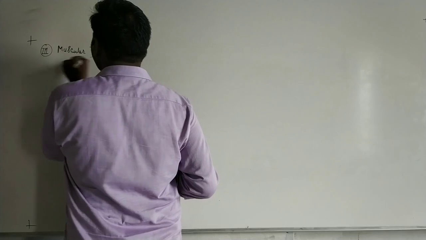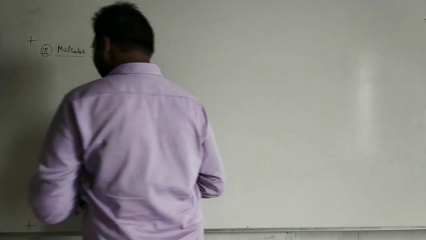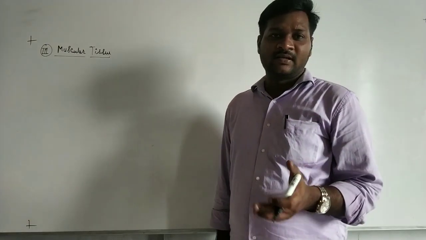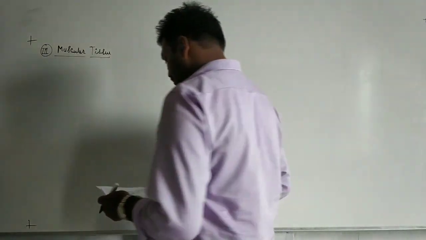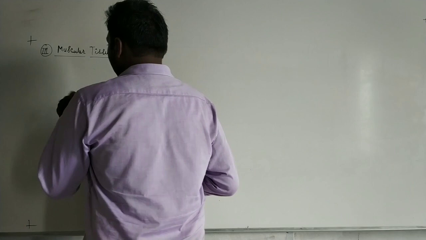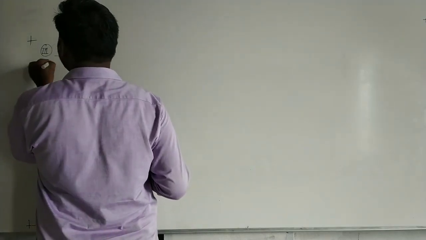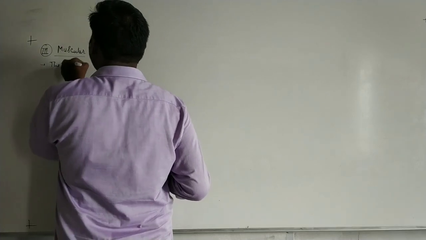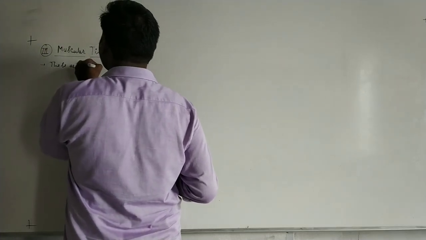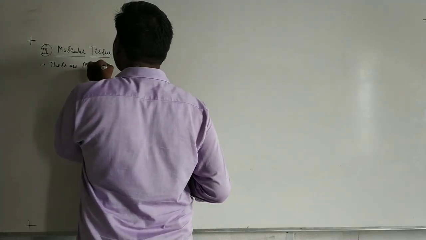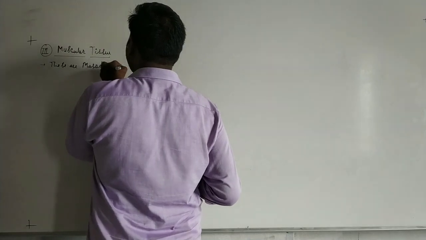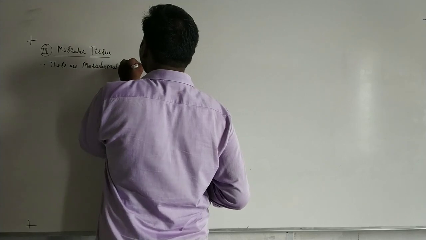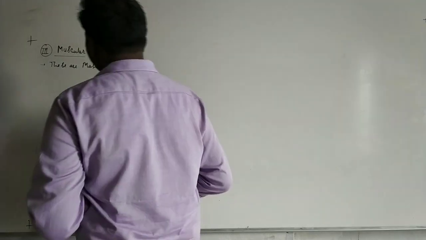Okay, now what is muscular tissue? Where are these muscular tissues present? And what are their types? Let's understand this. So, muscular tissues are mesodermal in origin.